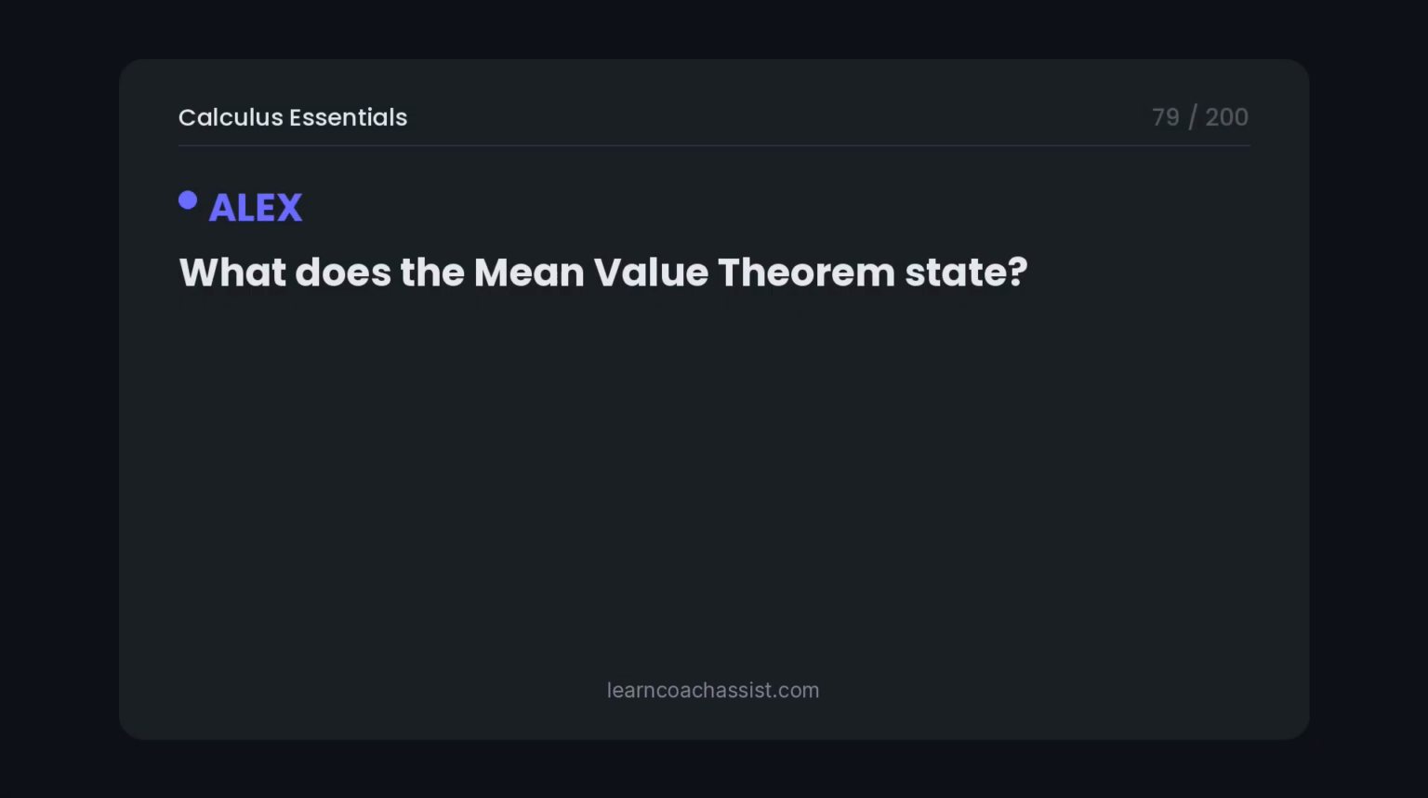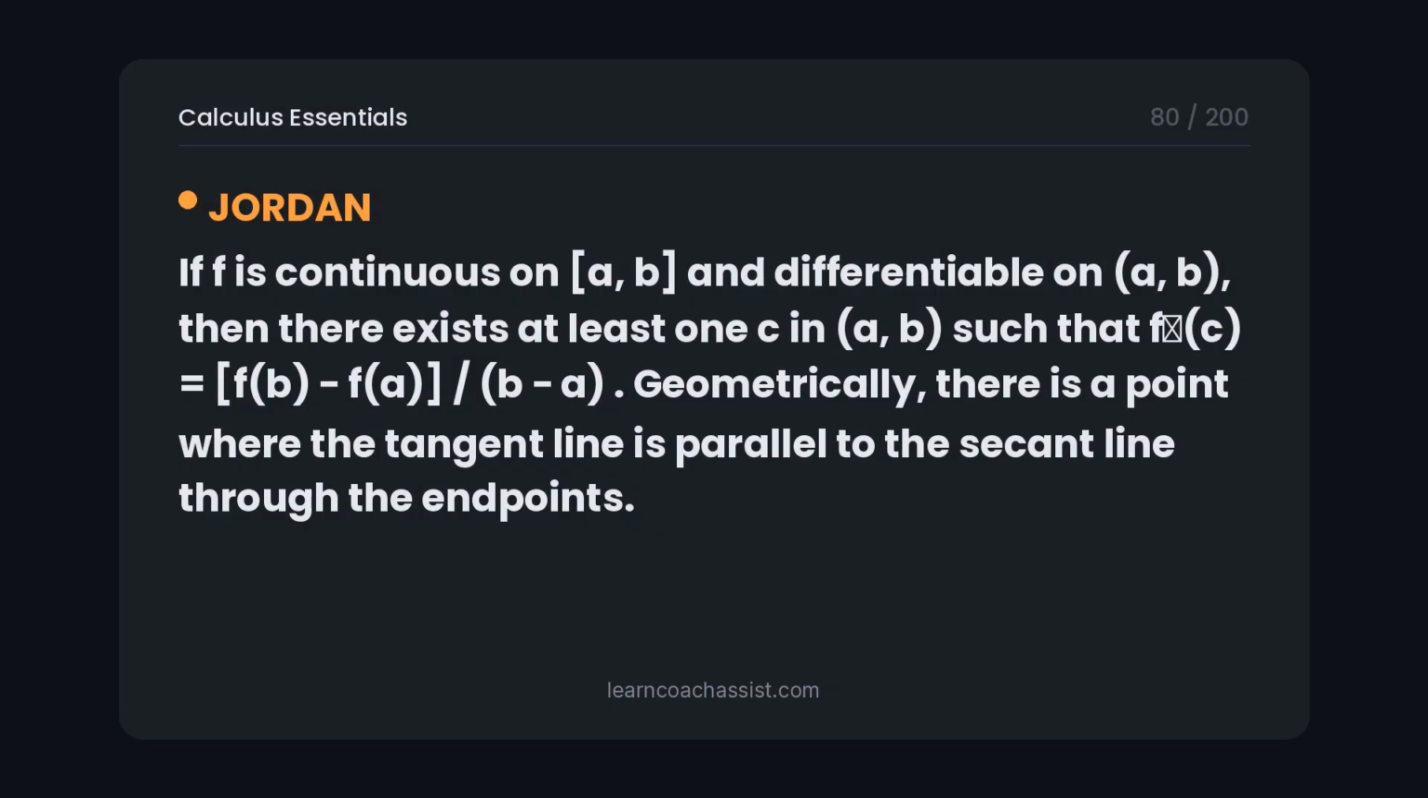What does the mean value theorem state? If f is continuous on [a, b] and differentiable on (a, b), then there exists at least one c in (a, b) such that f'(c) equals (f(b) minus f(a)) / (b minus a). Geometrically, there is a point where the tangent line is parallel to the secant line through the endpoints.